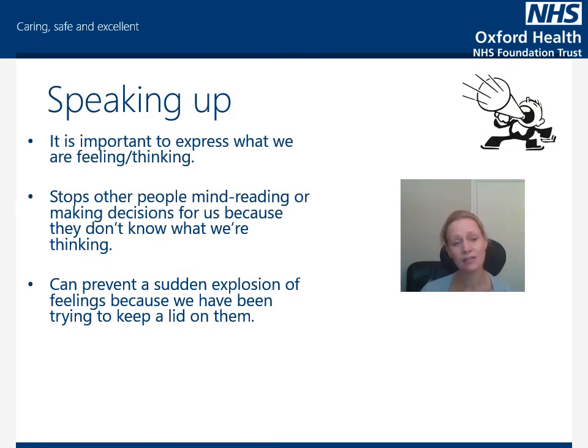The second of the 6 areas that we're going to look at is called speaking up, and what we mean by that is making sure that we are expressing what we're feeling and thinking to other people. So that can be really important to make sure that other people aren't trying to second guess what we might be thinking and making decisions for us because we haven't said what we want. It can also prevent having a sudden explosion of feelings because we've been trying to keep a lid on them for so long.